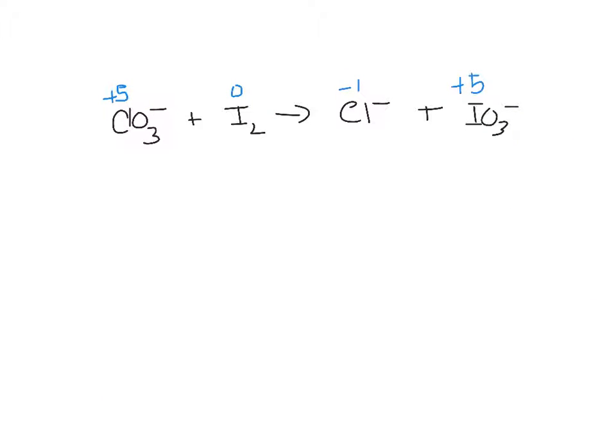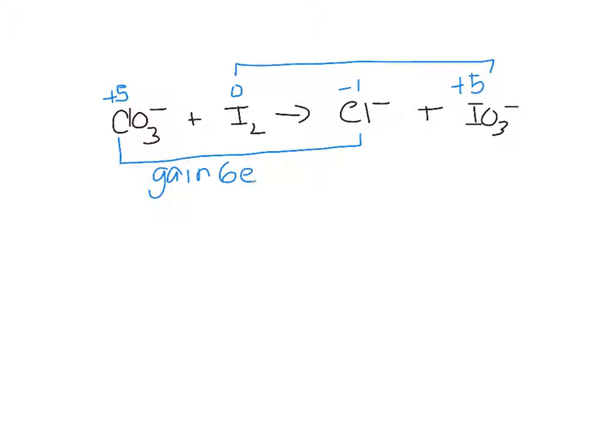Alright, so identify which elements gained or lost by connecting them. Which elements changed oxidation number? ClO3. These are friends right here. ClO3 gained, went up, so it's like that, 6, right? Yes. So this gained 6 electrons. What happened to I2? She lost. How many?